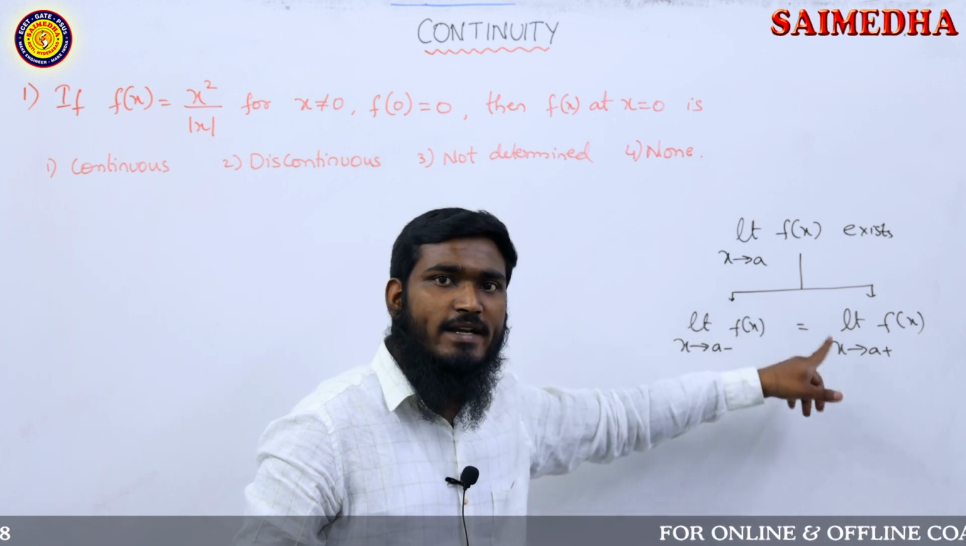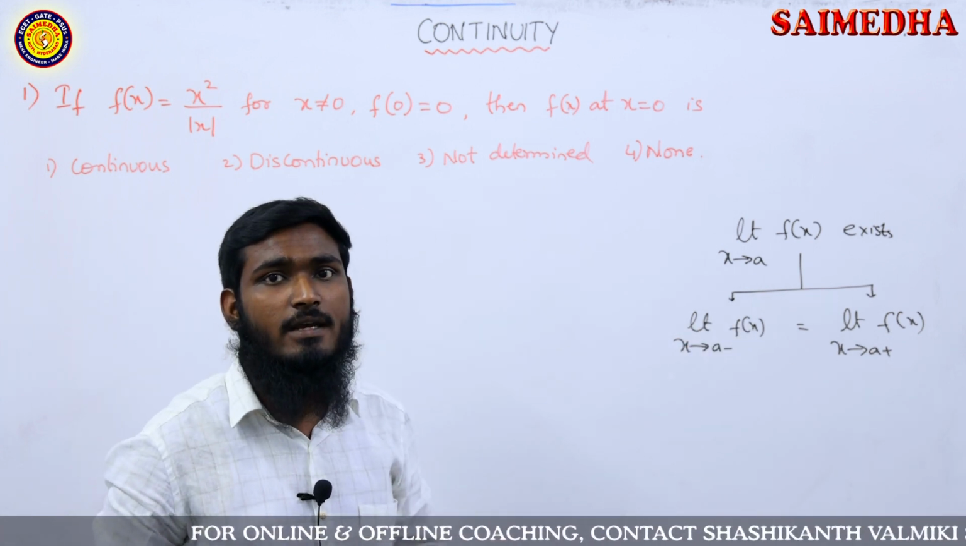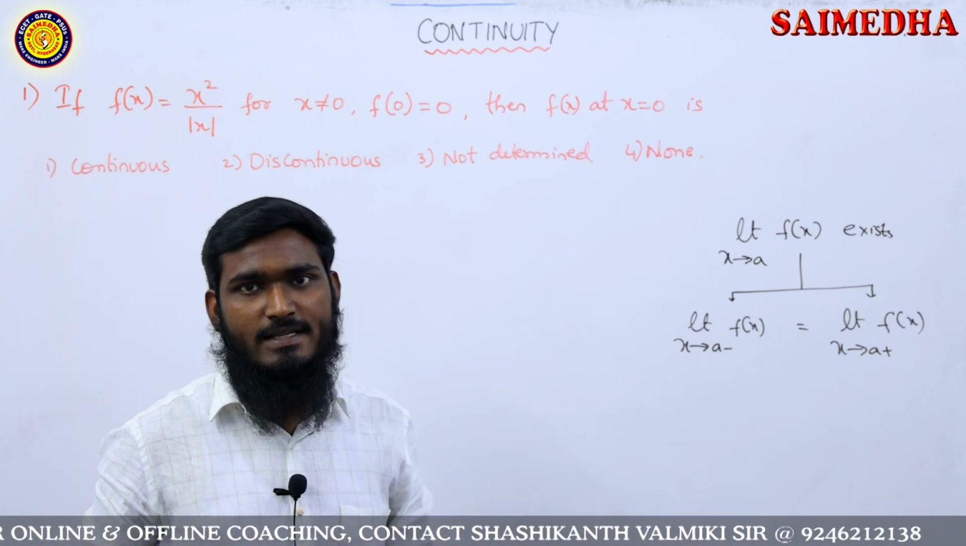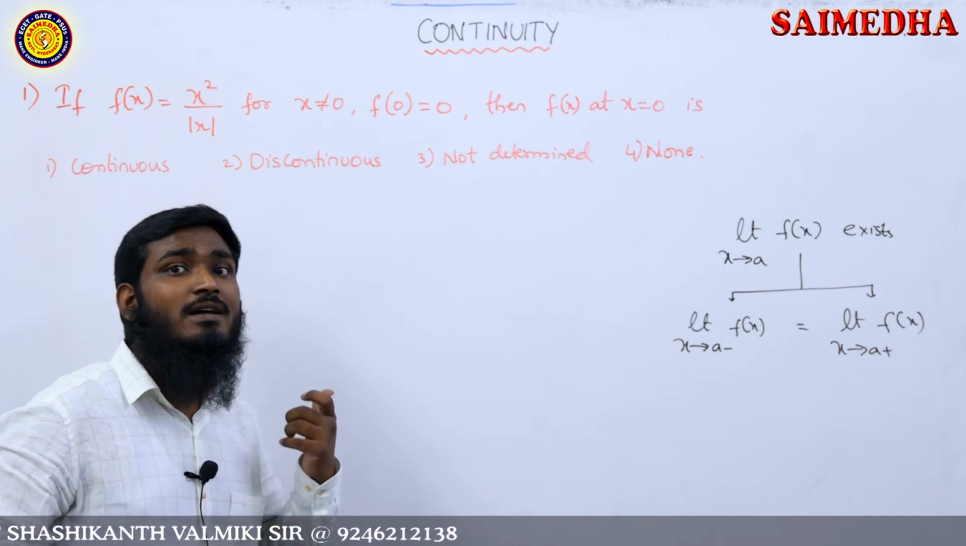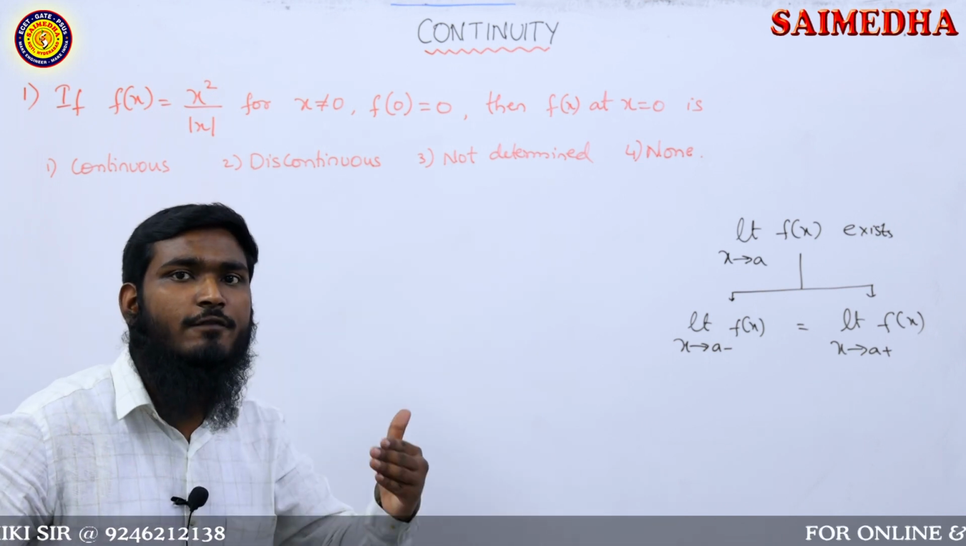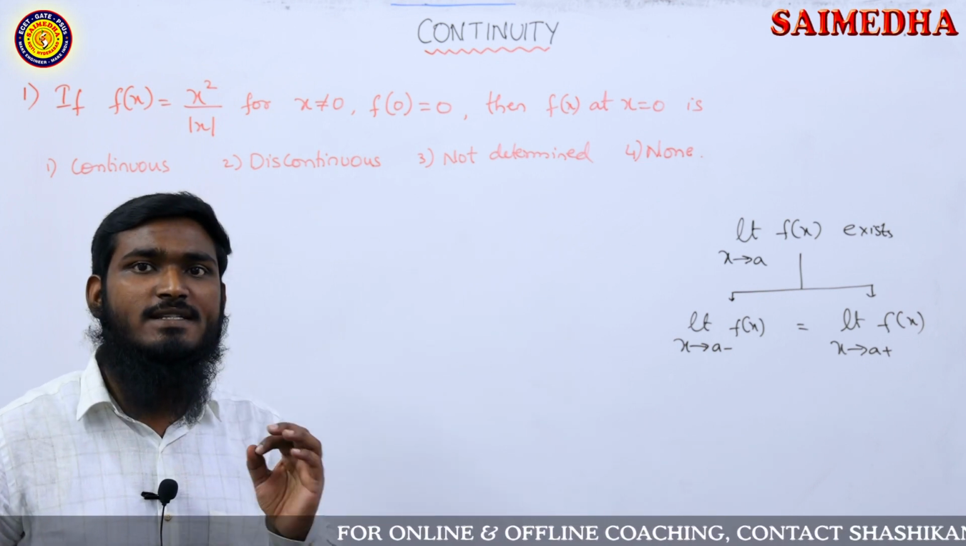If LHL value is not equal to RHL value, what can we say? We can say that the limit doesn't exist. This is the condition for the limit part. Now what is the condition for continuity? When can we call that function continuous, and when can we call that function discontinuous? What is the condition over here?